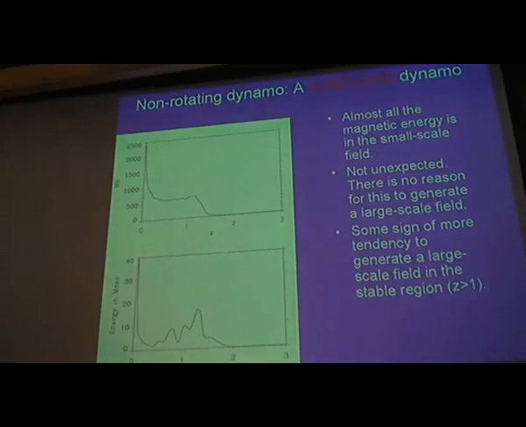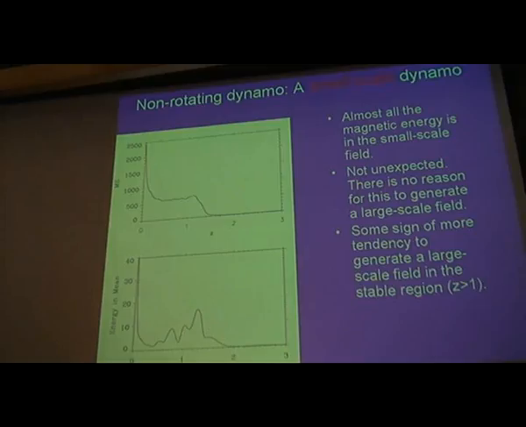And the field is very, very small scale. Almost all the energy is in the small scale field. This is not unexpected. There's no reason to expect this to generate a large scale field. Okay. But there is some sign of more of a tendency to generate a large scale component in the stable region.